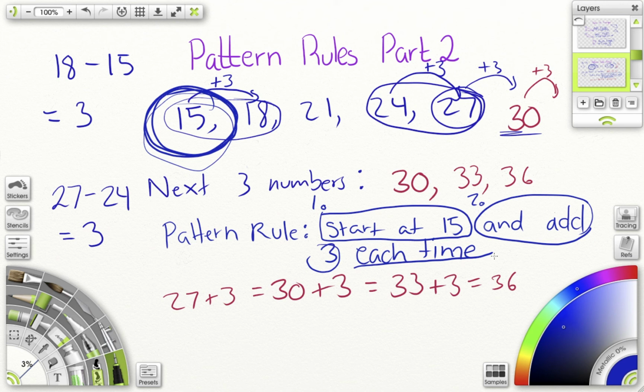And then the last part is "each time." You have to remember to include "each time," because if you are indeed adding 3 each time, or if you are subtracting 5 each time, you have to remember to include that part.